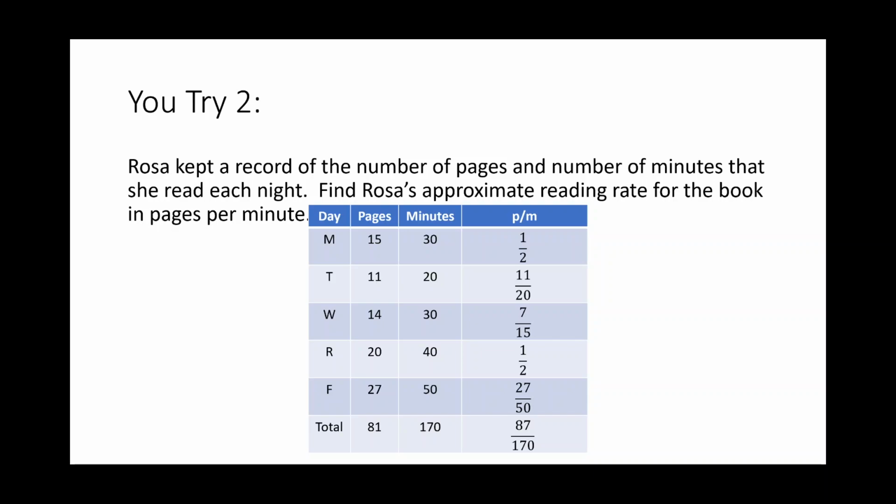11 over 20, I can't reduce at all. 14 over 30, I can reduce down to 7/15. 20 over 40, I can reduce down to 1/2. 27 over 50, I can't reduce. And then the total is 81 over 170, which I can't reduce at all. So that's going to be left as a ratio of 81 pages per 170 minutes.